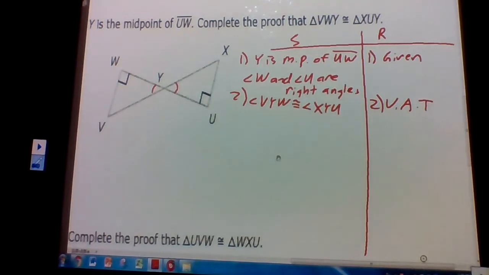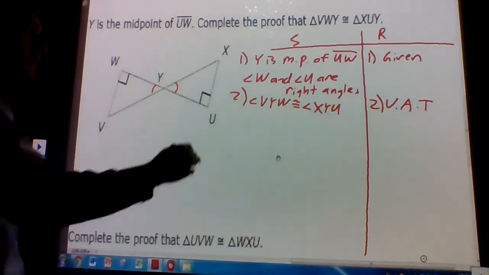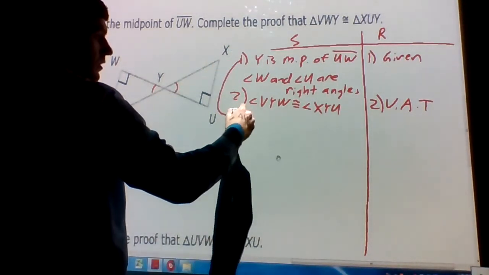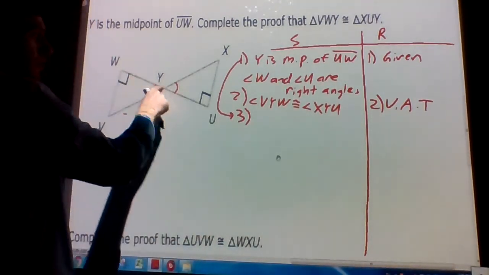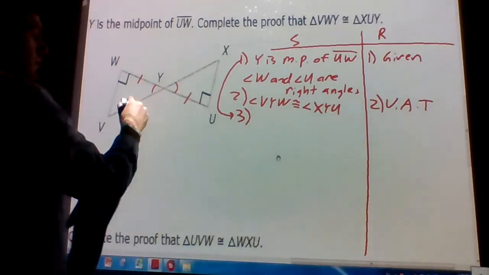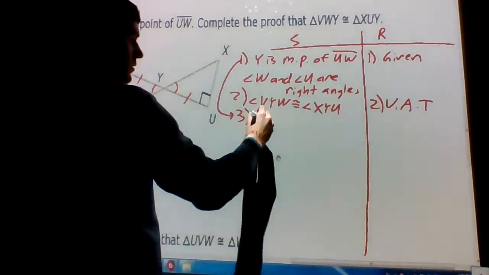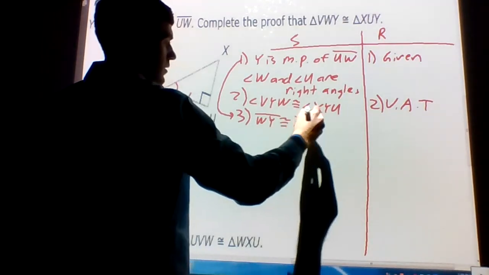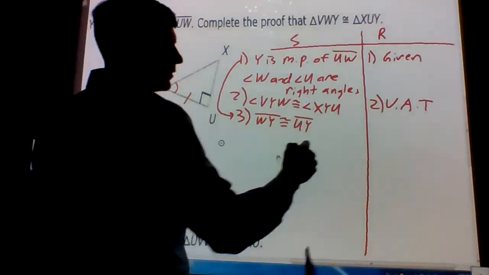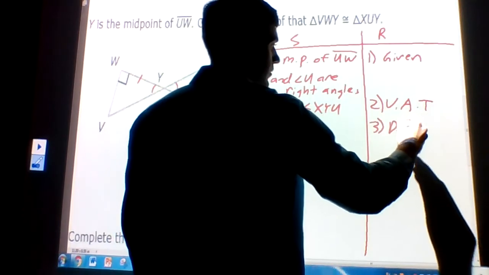We keep going down our list. We don't have shared sides. We do have a midpoint. Midpoint splits it in half. So Y is the midpoint of UW, we know that WY is going to be congruent to UY. And that's the definition of a midpoint. It cuts it in half.